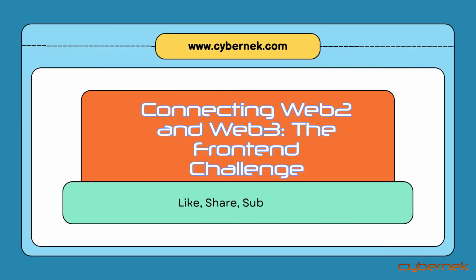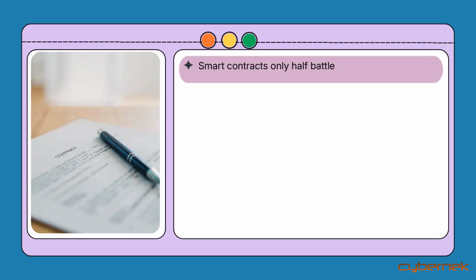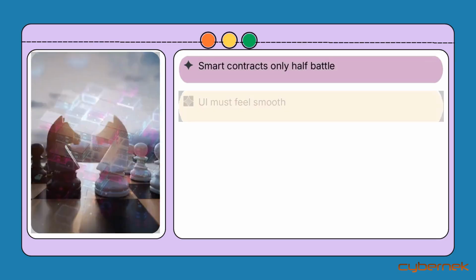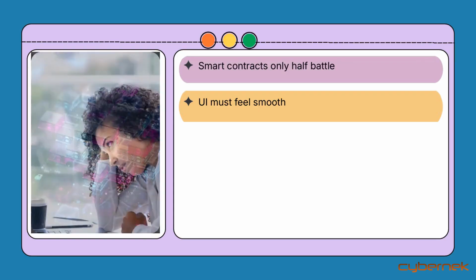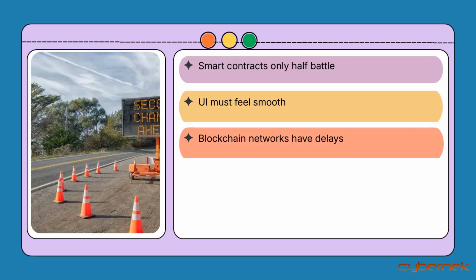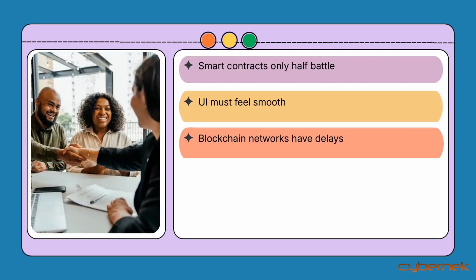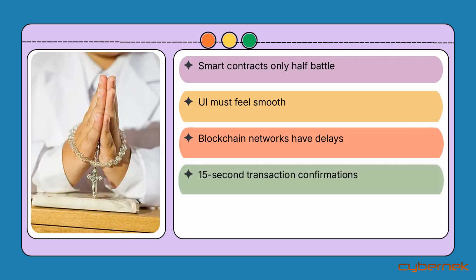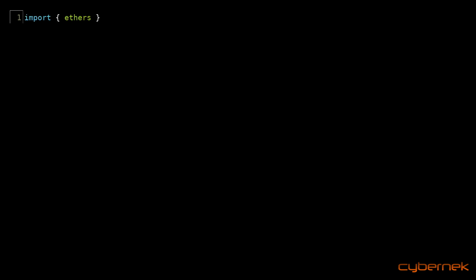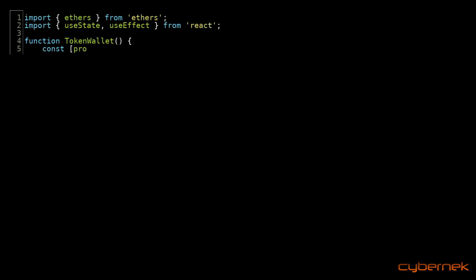Connecting Web2 and Web3. The front-end challenge. Building smart contracts is half the battle. The real challenge is creating user interfaces that feel smooth while interacting with blockchain networks that might take 15 seconds to confirm transactions. React component integrating with Ethereum blockchain using ethers.js library.